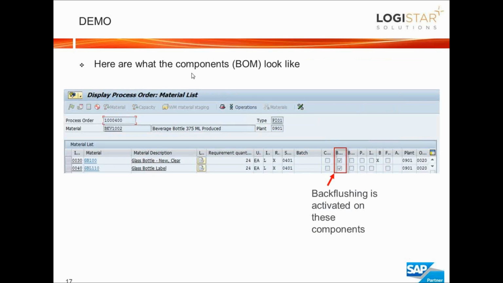Just to show you what the components or the bill of materials looks like, we have 2 components defined. One is a clear glass bottle, and one is a label. So to make the 24, we need 24 of each of these. I'm also showing in this example that we're going to be doing back flushing. So back flushing is activated on these components. You're going to see back flushing.